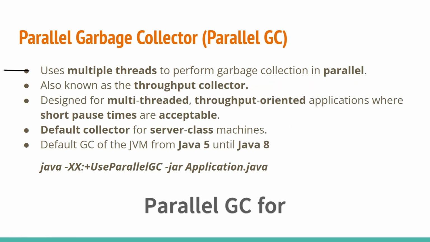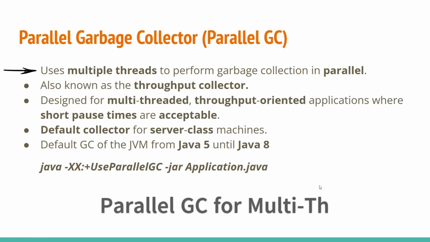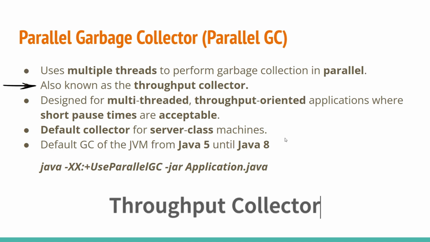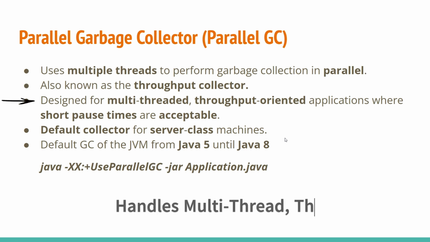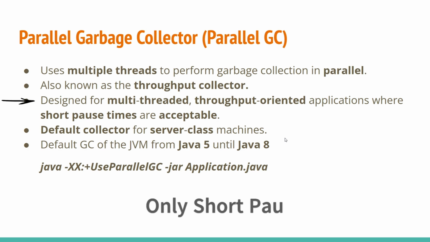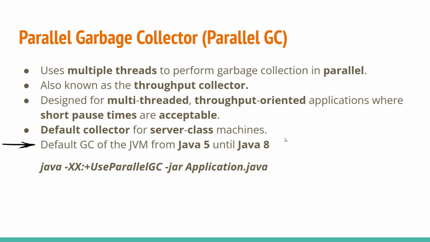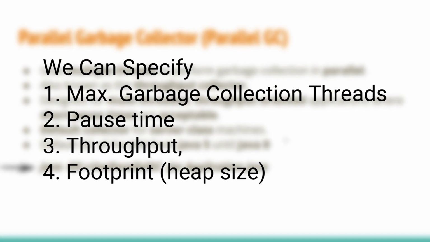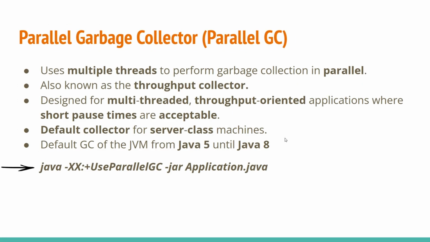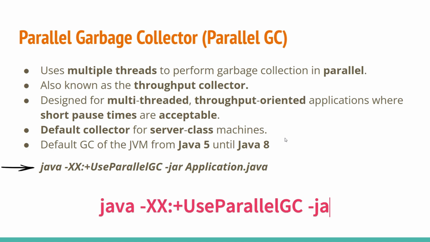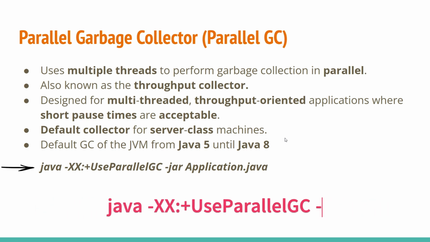Next is parallel garbage collector or parallel GC, also known as throughput collector. The parallel garbage collector uses multiple threads to perform garbage collection in parallel. It is designed for multi-threaded, throughput-oriented applications where short pause times are acceptable. Parallel GC is often the default collector for server class machines. It is the default GC of the JVM from Java 5 until Java 8. If we use this GC, we can specify maximum garbage collection threads and pause time, throughput, and footprint, that is heap size. In this example, you can see how to use it. You need to pass use parallel GC in the command line parameter when you want to use the parallel garbage collector.